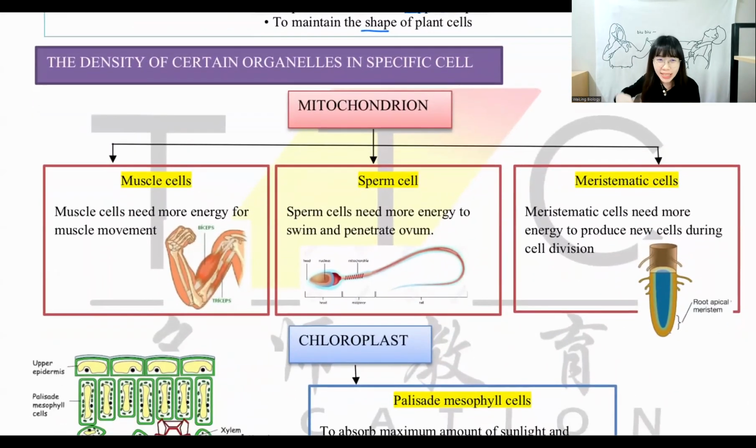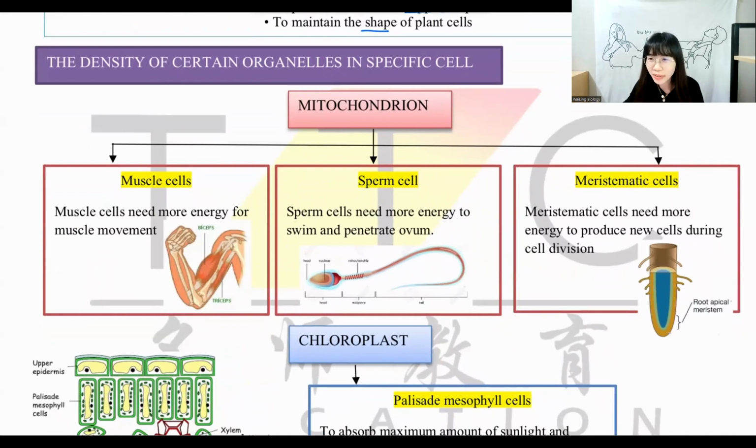We have the density of certain organelles in a specific cell. We have three different parts that we have to learn. First one, mitochondria. Mitochondria, singular, plural, doesn't matter, guys, because it's biology. Just now we learned, can you tell me what is the function of mitochondria again?